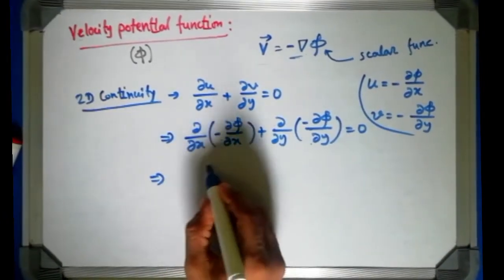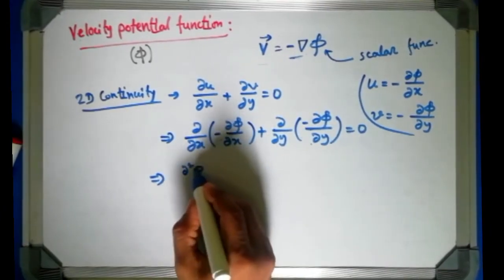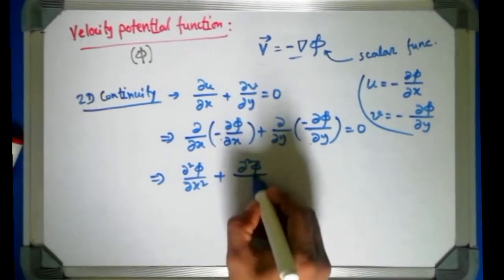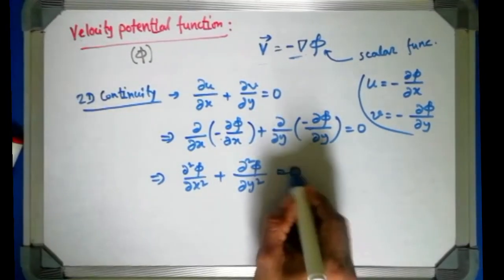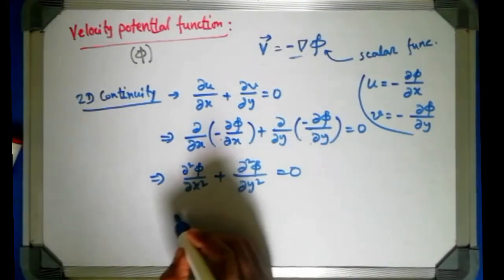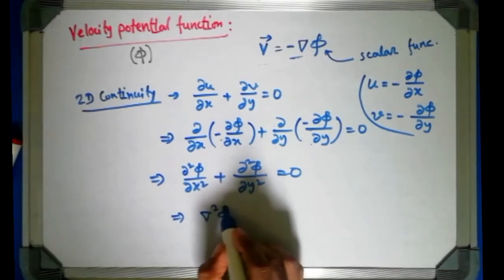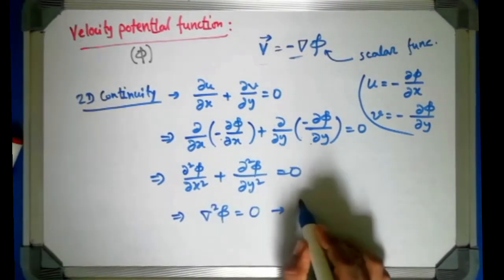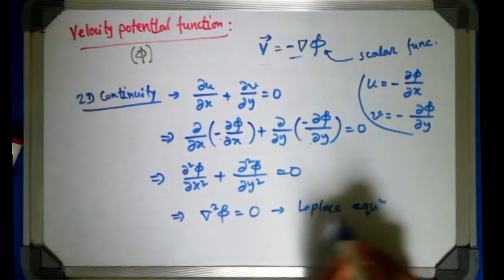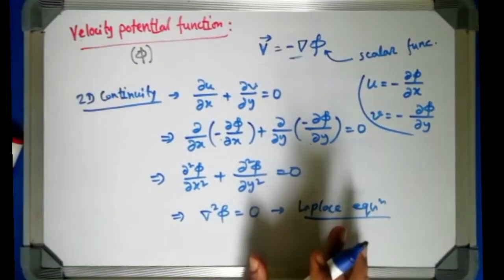So finally minus taking as common and getting cancelled, it will give you del square phi by del x square plus del square phi by del y square. It is getting 0. Now obviously it is a Laplace equation. You can go for the 3D flow also, it doesn't matter.